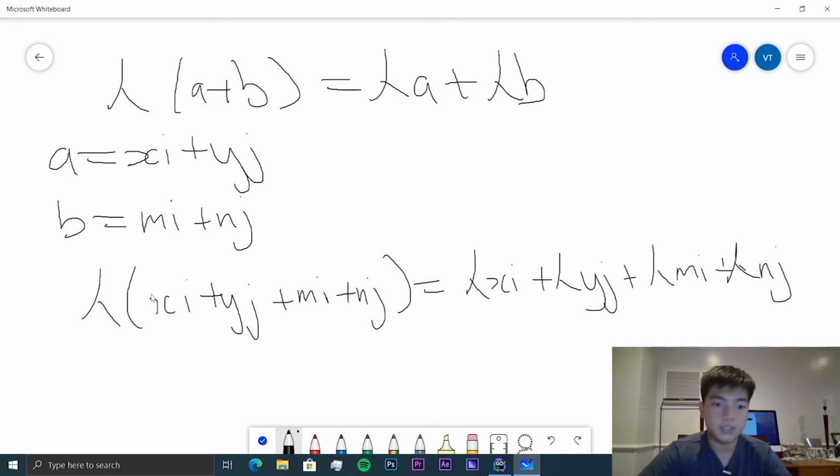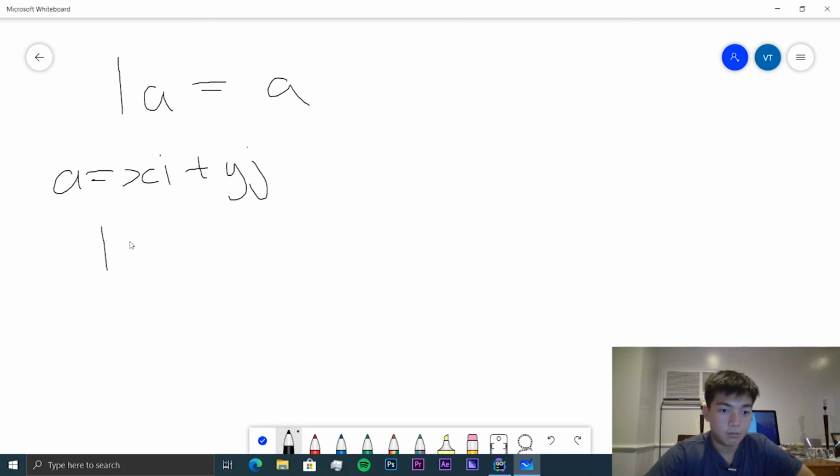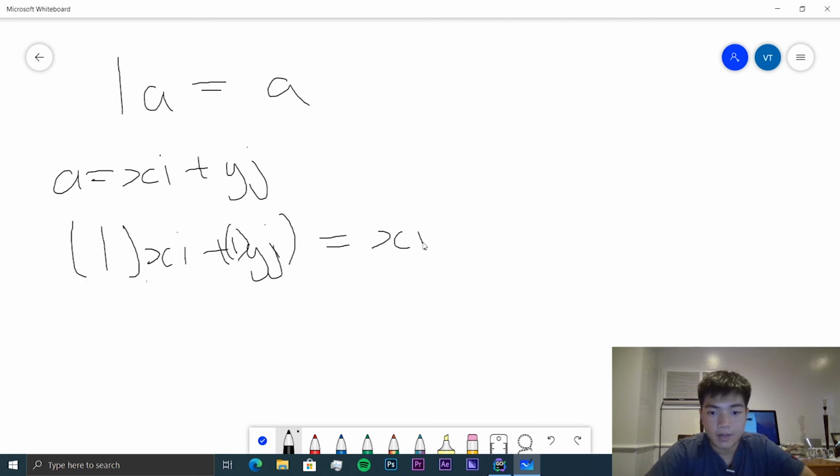which of course it does, because we can just expand this just the same as real numbers, so they are equal. And then finally, we need to prove that 1 times A is equal to A. So A is equal to Xi plus Yj. So this is 1 times each individual component, which is equal to Xi plus Yj. So 1 times Xi is simply Xi, and 1 times Yj is Yj, which is equal to A.